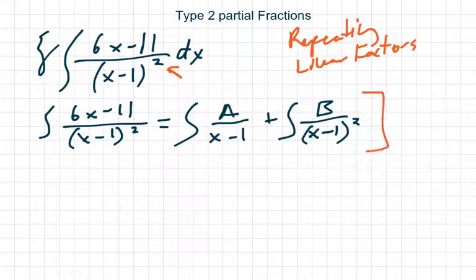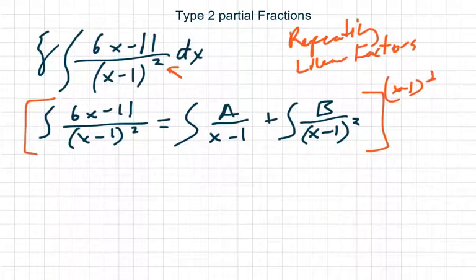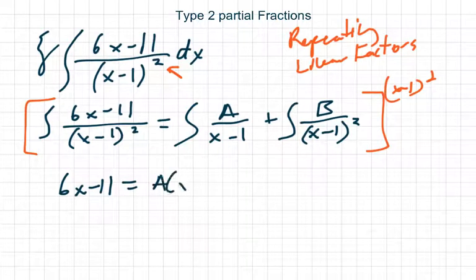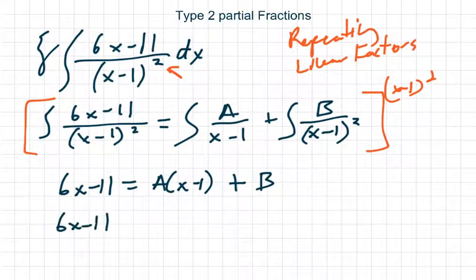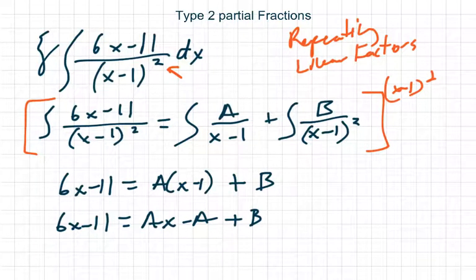Let's multiply everything by the common denominator again, x minus 1 squared. Well, that cancels everything out to 6x minus 11 equals A times x minus 1, because only one of the x minus 1's cancel, plus B. So I've got 6x, when I simplify it, equals Ax minus A plus B. Almost seems easier, well, this specific question anyways.